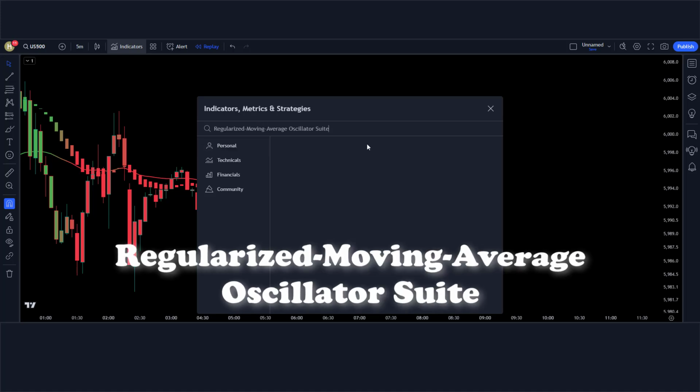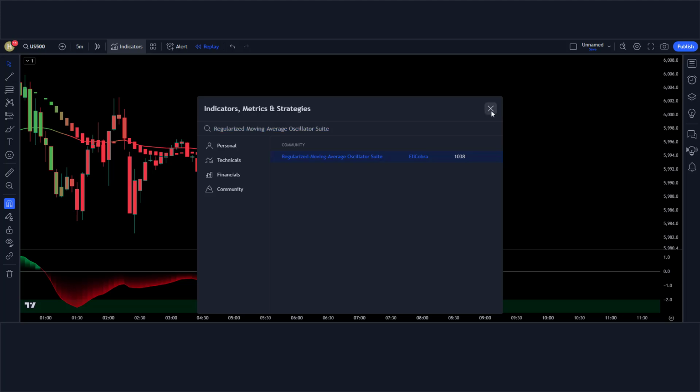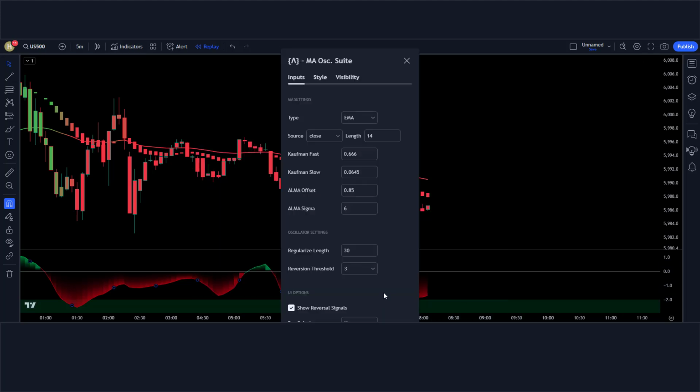The second indicator is named Regularized Moving Average Oscillator Suite. Keep the indicator settings as I have shown here.